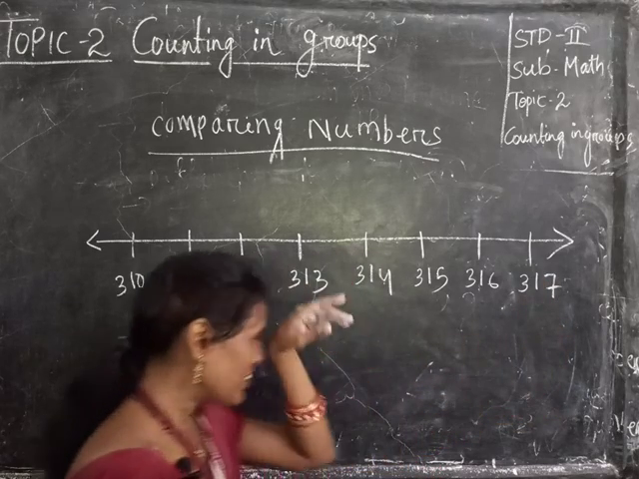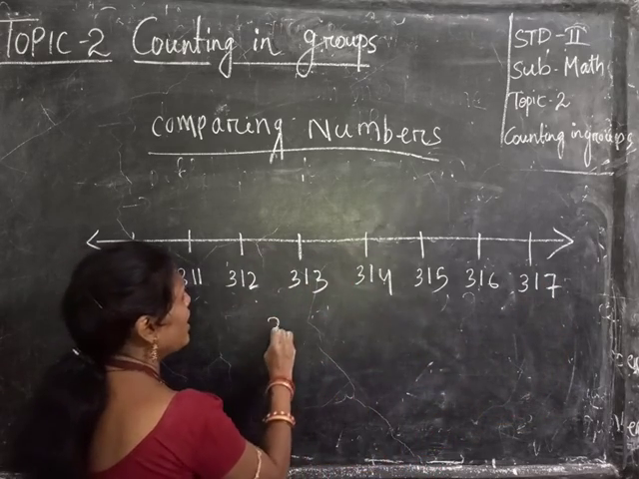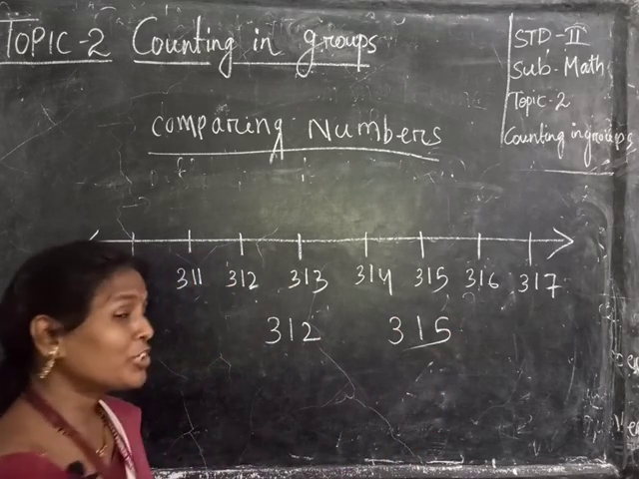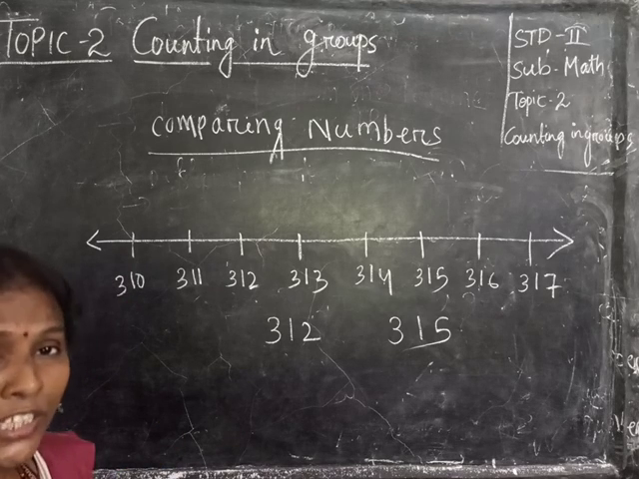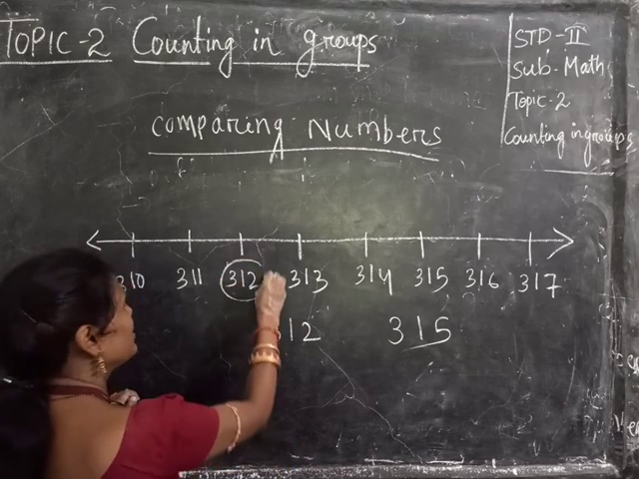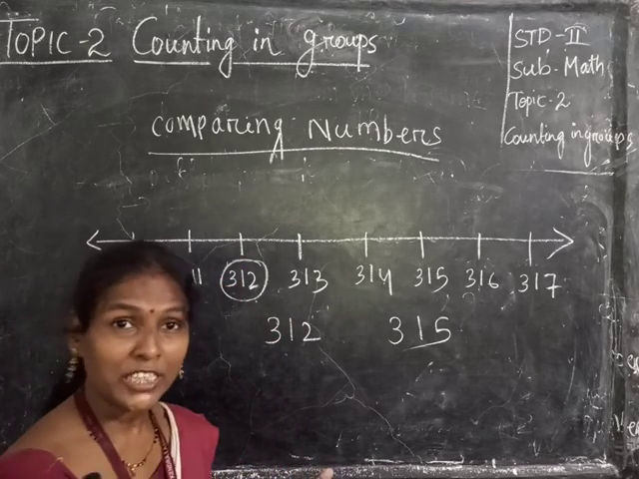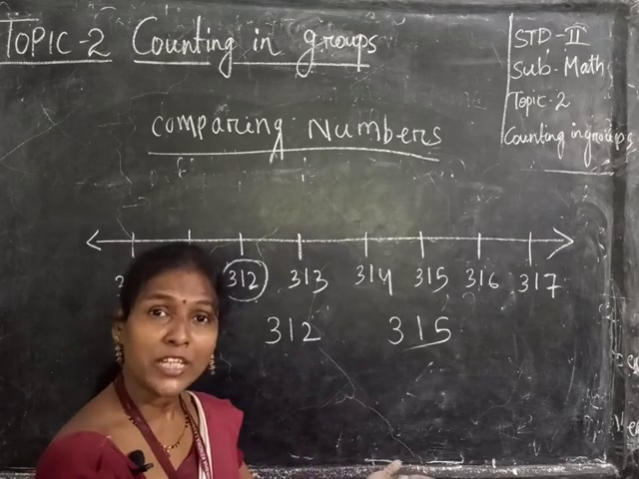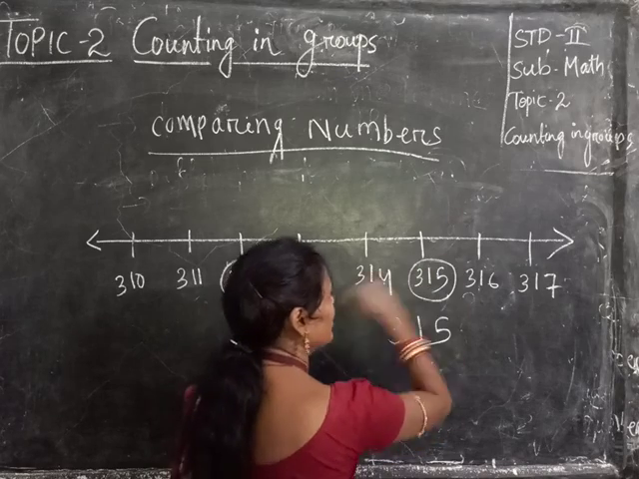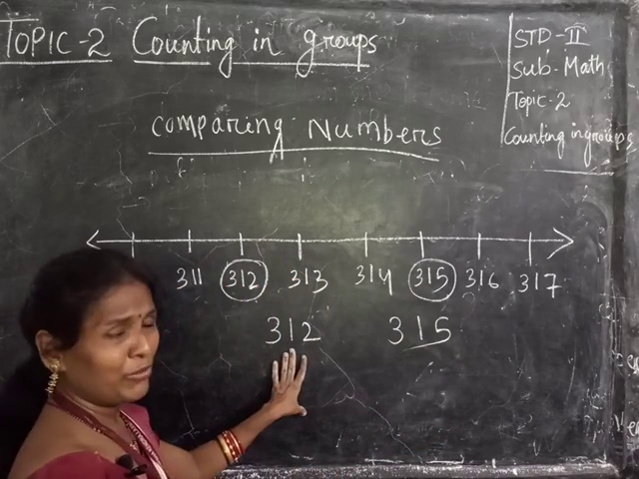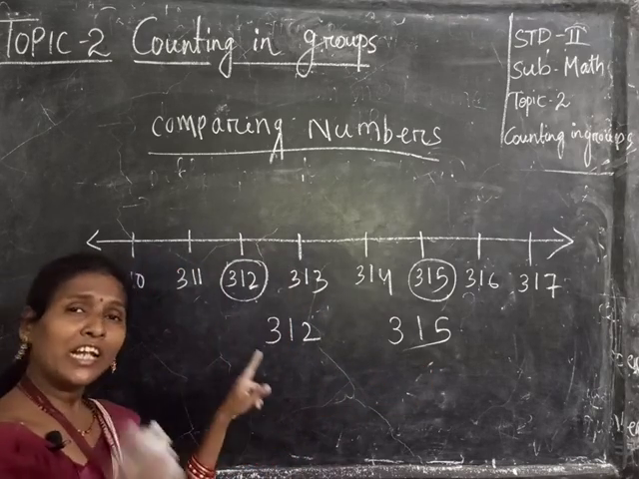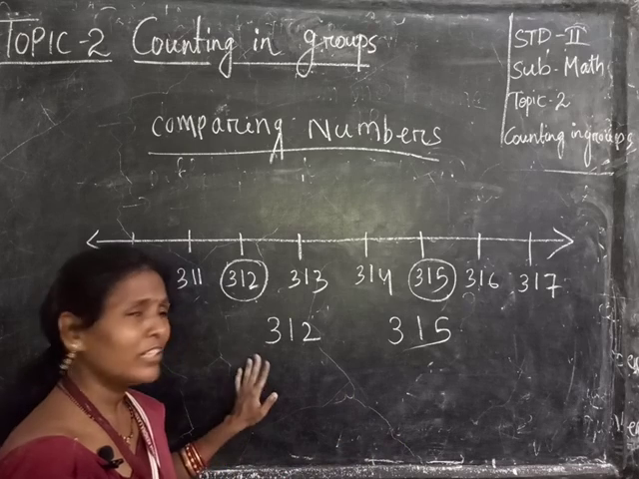Okay, so now tell me, students, if I write 312 and I write 315, you search in the number line. 312 is where? Here. Yes, very good. This one is your 312. But 315 is saying, you see where I am sitting. You also search me. Yes, by searching, here is your 315. That means 312 comes before 315, and also we can say 315 comes after 312.